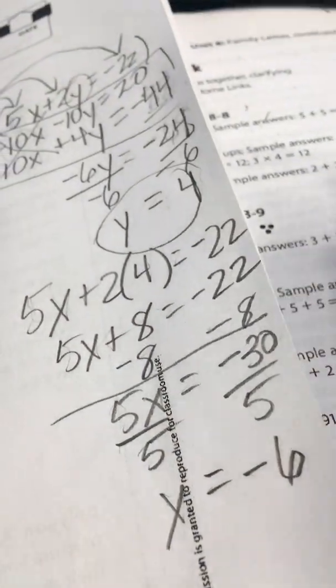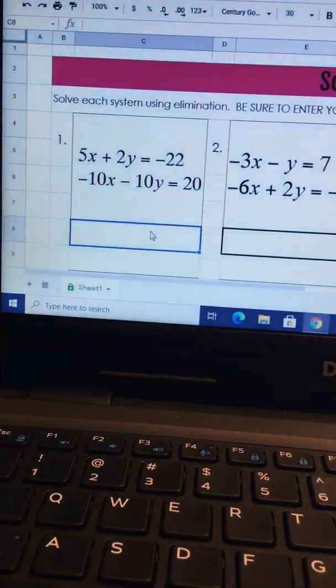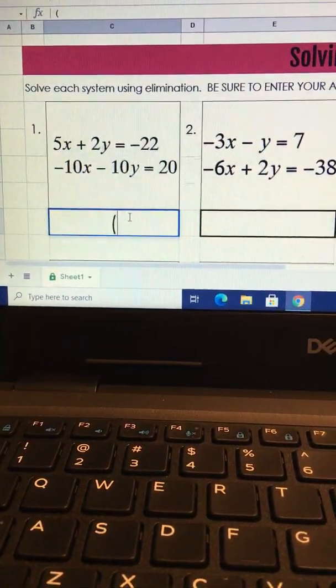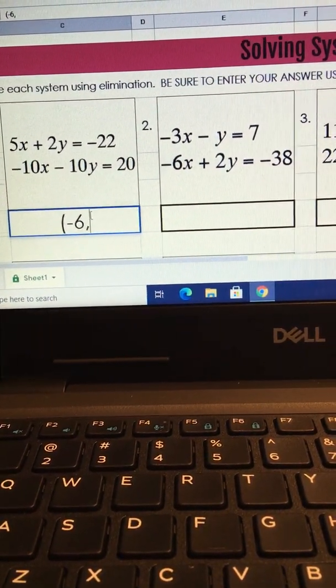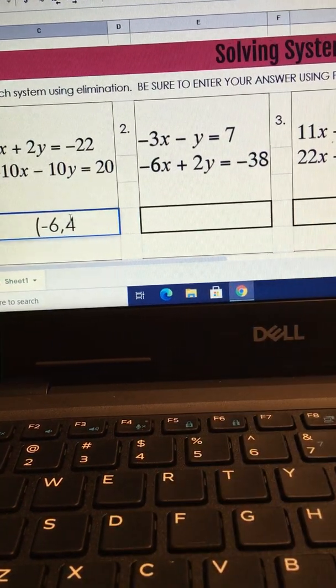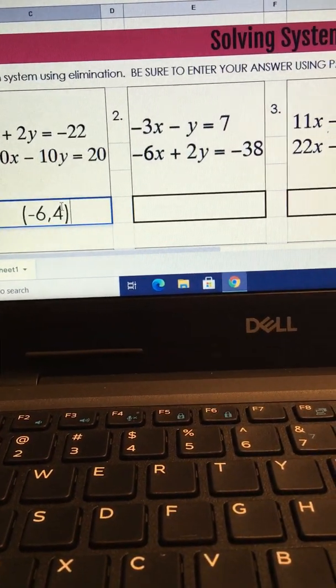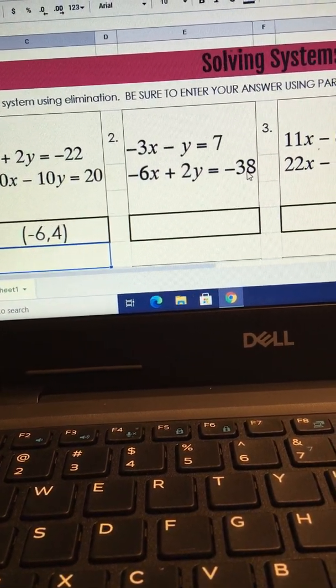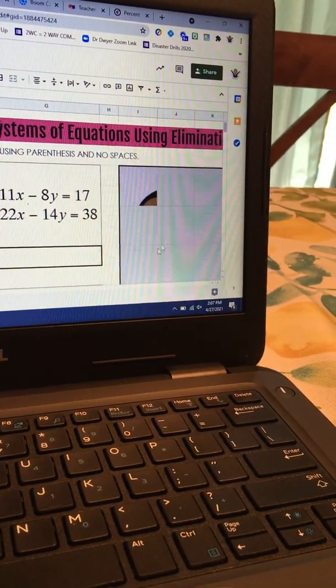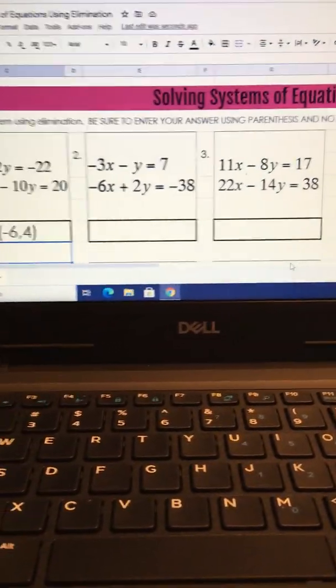So remember, when you're putting it in, you have your shift 9, which opens your parenthesis, your x value, which is negative 6, and your y value, no spaces, and then close your parenthesis with shift 0, and then it should stay white, and add some pixels or squares of your thing.